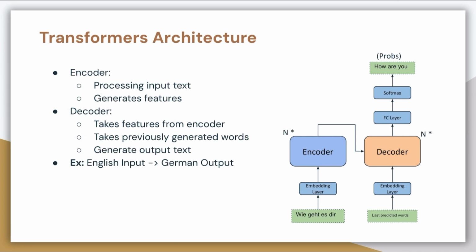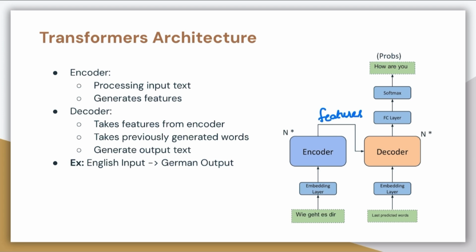The encoder takes the input text and generates the features. We don't know what is happening inside, but just assume that it gives some features from the input text. Now the decoder doesn't take this input text. The decoder is for generating the text. The decoder takes the last predicted words and generates the next word. Suppose in the first case there is nothing going as input and it predicts how. In the second case, how goes as input here and it will predict R. It will go on like that.